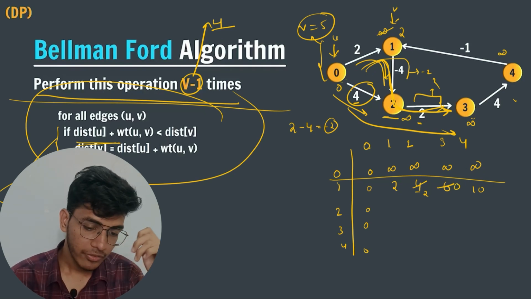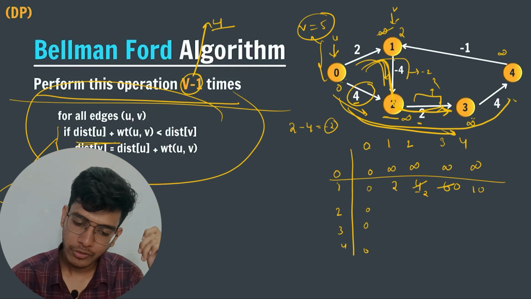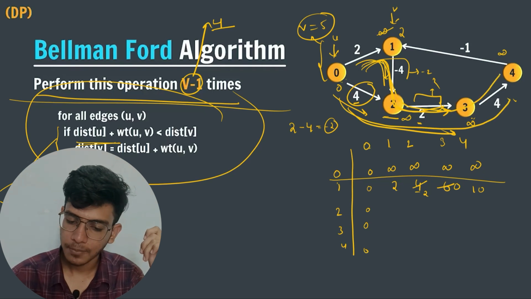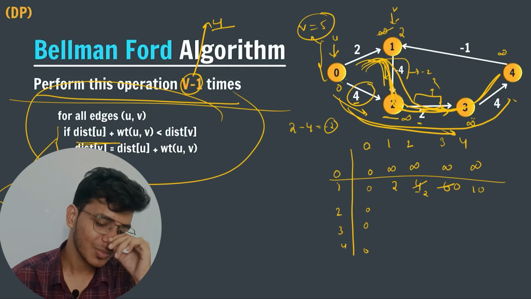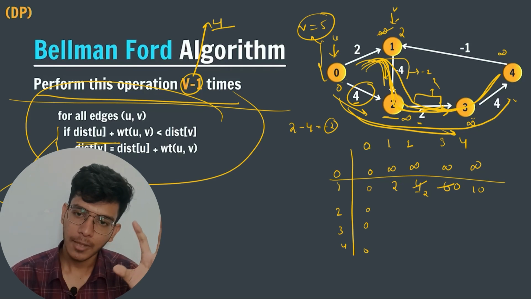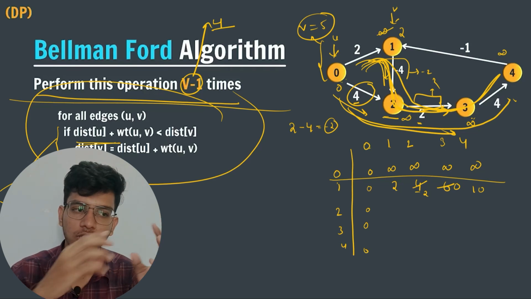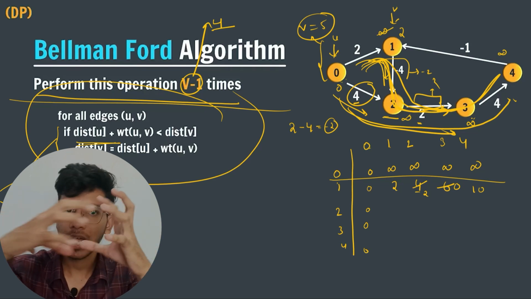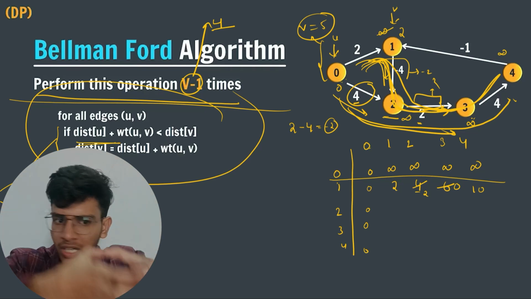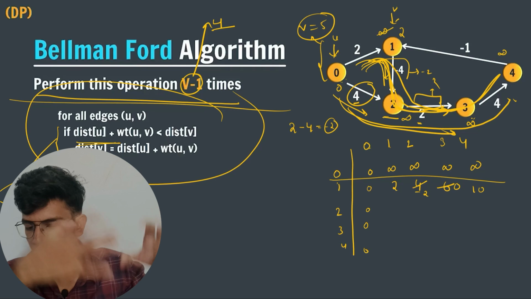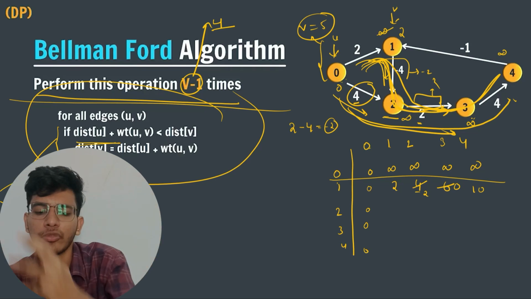Now I'm not choosing this path to travel, I'm choosing this path, okay? This might be a little bit confusing, but the main motive is that within the first iteration, I have calculated for one path, and these are the values: 0, 4, 0, 2, 4, 6, 10.